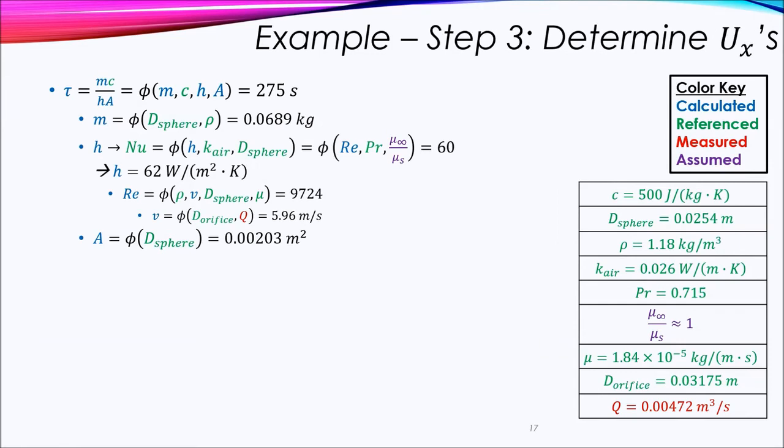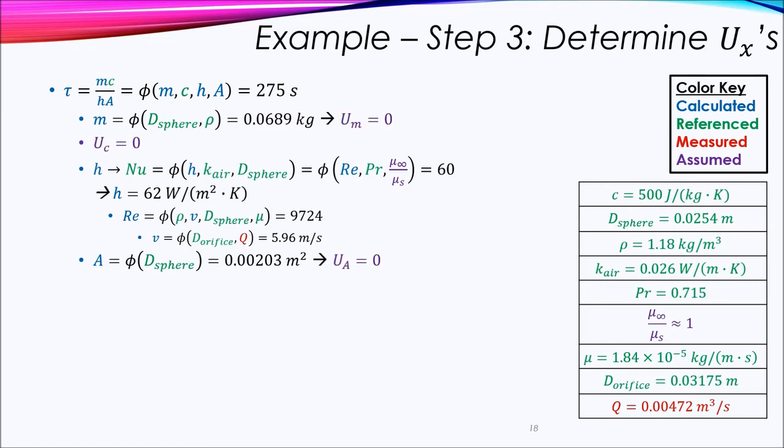So for step 3, we want to figure out the uncertainties. For M, C, and A, these values are all either referenced values or functions of only referenced values. And for the sake of this example, we'll assume that all referenced values did not report an uncertainty. And so we will count those uncertainties as 0. Now remember, referenced values can have an uncertainty, but in this case, we are neglecting that.